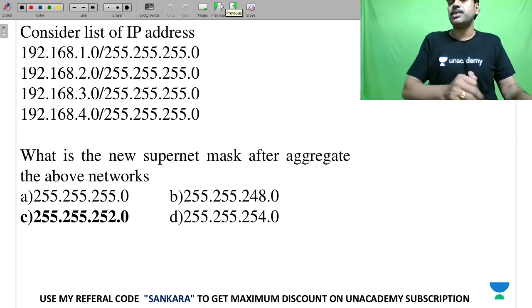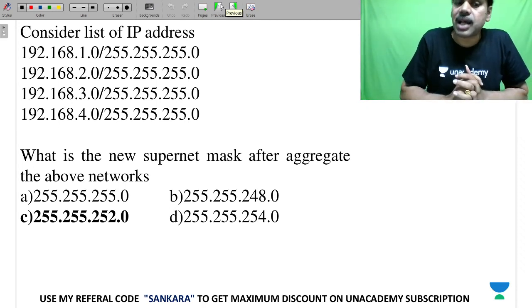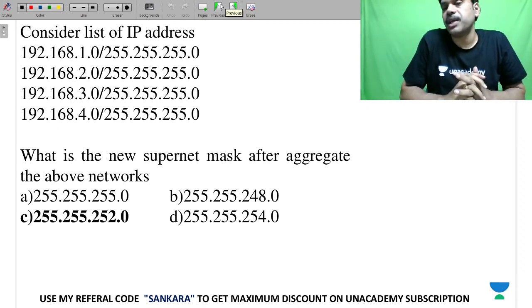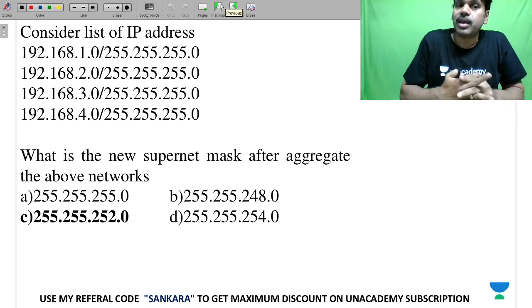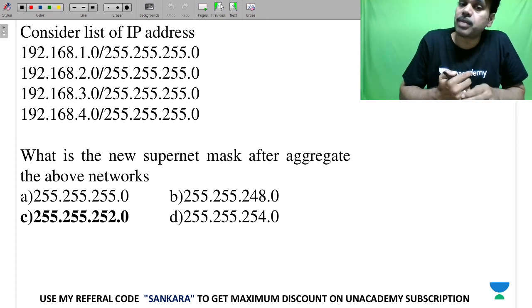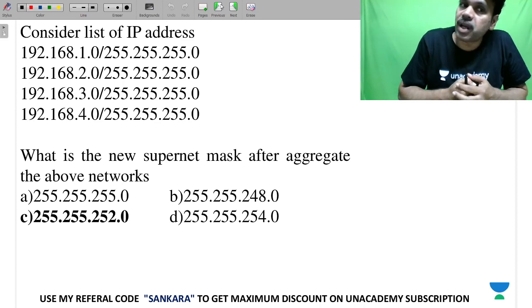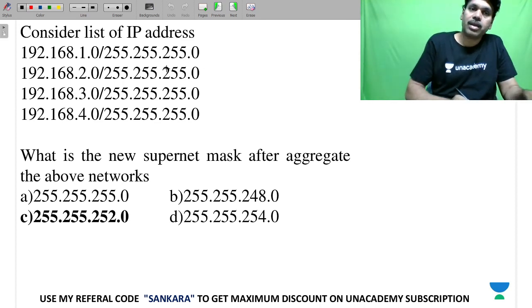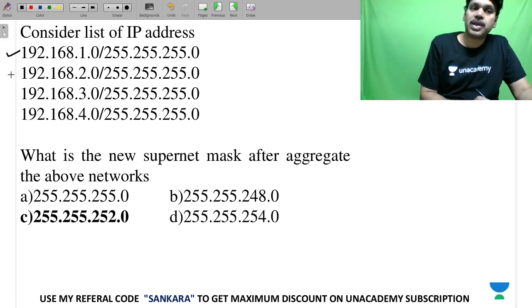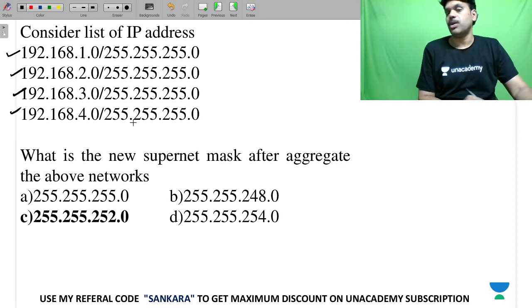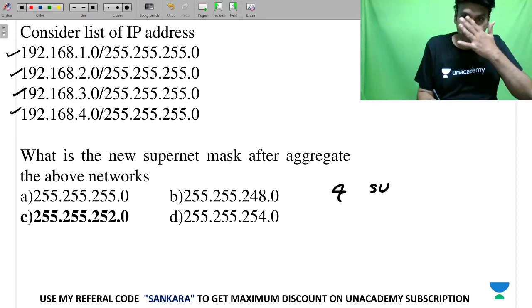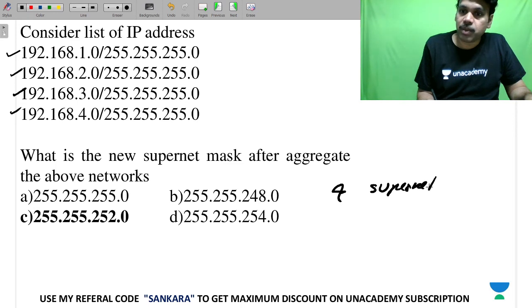Well, my dear friends, this is our last question on supernetting and subnetting. Consider the list of IP addresses. And what is the new supernet mask after aggregating the above? Very simple. How many supernet blocks did you get? So 4 supernet blocks. 1, 2, 3, 4 supernet blocks. 4 supernet blocks given.